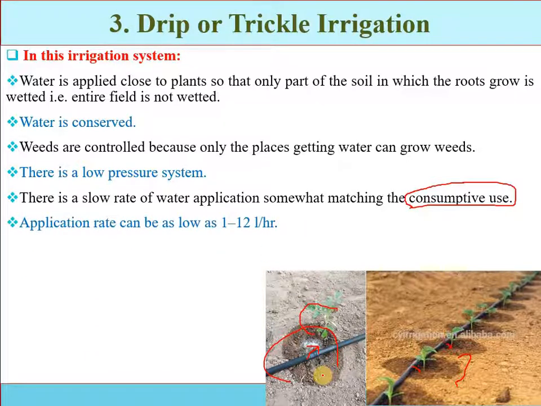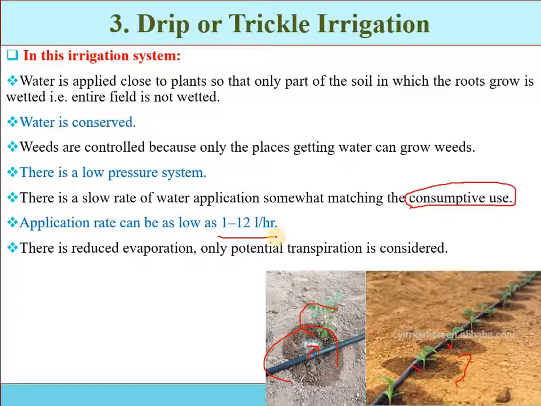Application rate can be as low as 1 to 12 liters per hour, meaning this much water can be applied. Again, it depends on the type of soil and the type of crops. There is reduced evaporation; only potential evapotranspiration is considered, meaning only the water which is properly utilized by the plants. Other evaporation losses are reduced.